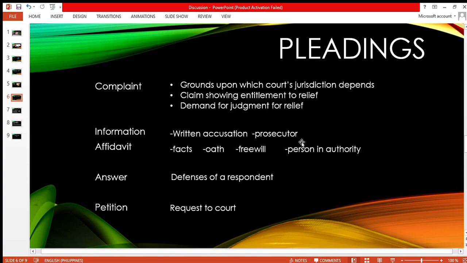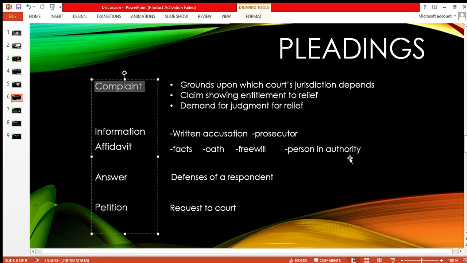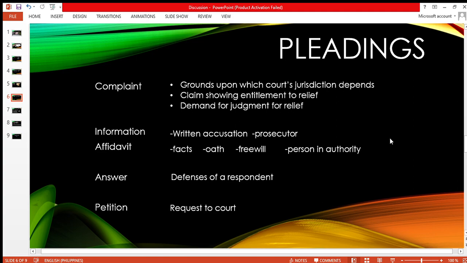You are asking the court to declare Pedro guilty of slight physical injuries, and that you're asking the court for a relief. What relief is that? That Pedro will be incarcerated and he will pay for damages. Okay? So that is what a complaint should contain. The grounds for your complaint.